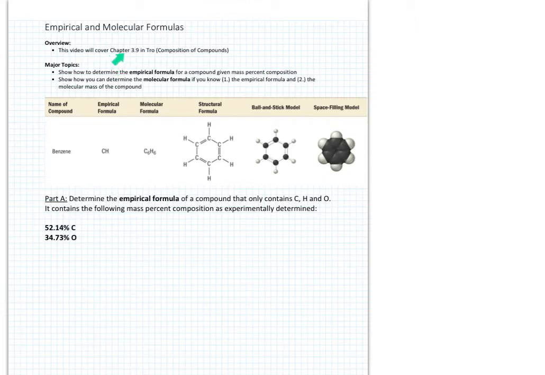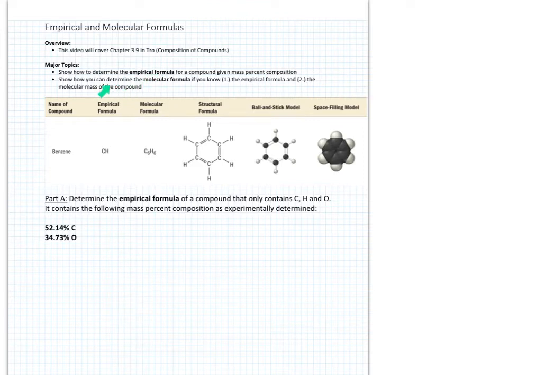So this video also covers Chapter 3.9, Intro. This is the second part of Chapter 3.9. And the topic we're going to cover is how do you determine the empirical formula for a compound given its mass percent composition. If you don't know what that is, go take a look at the prior video which talked about what mass percent composition is. If we're given that information, or we found it somehow, this would tell us how to find the empirical formula.